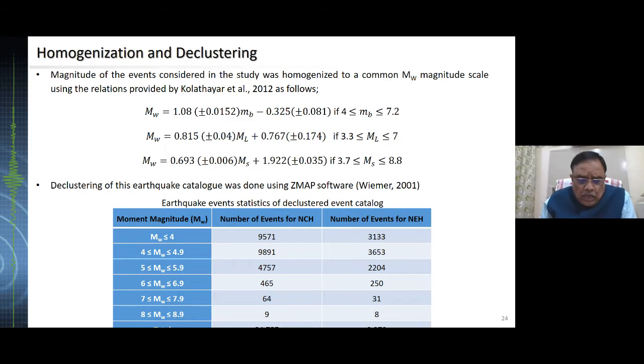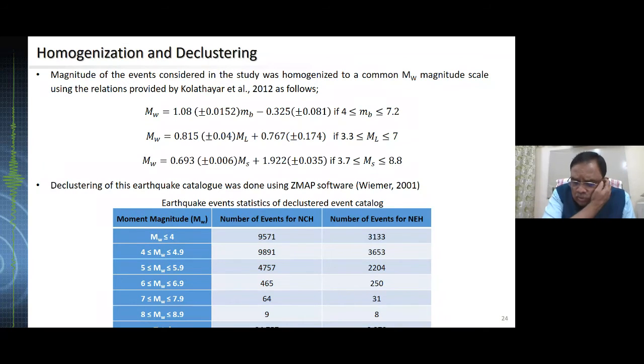The reason is that ML, MS, and MB scales saturate at different levels for large earthquakes and do not behave uniformly for all magnitude ranges, often resulting in incorrect estimation of earthquake magnitudes. That's why we adopted MW. But sir, you have converted them? Yes, of course, we have used the equations to convert to MW.